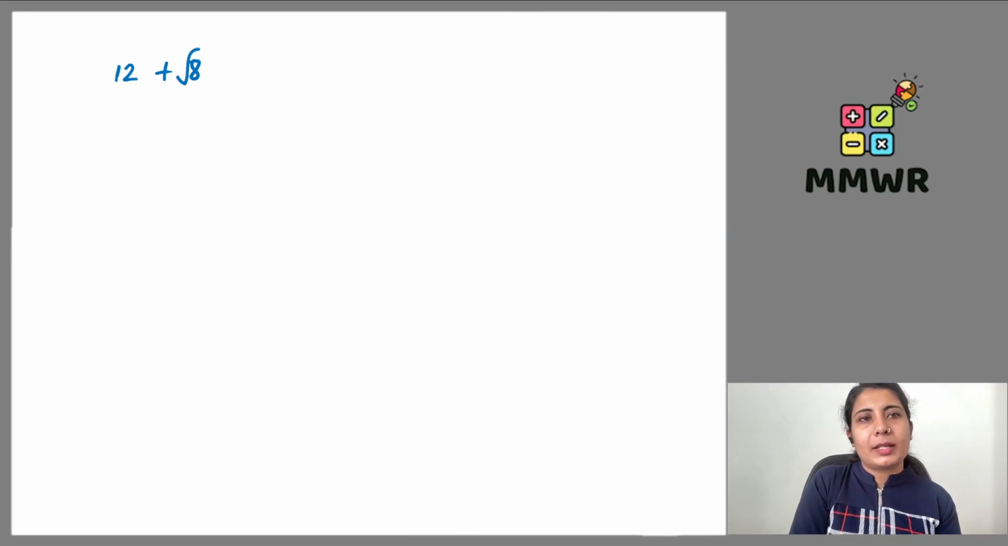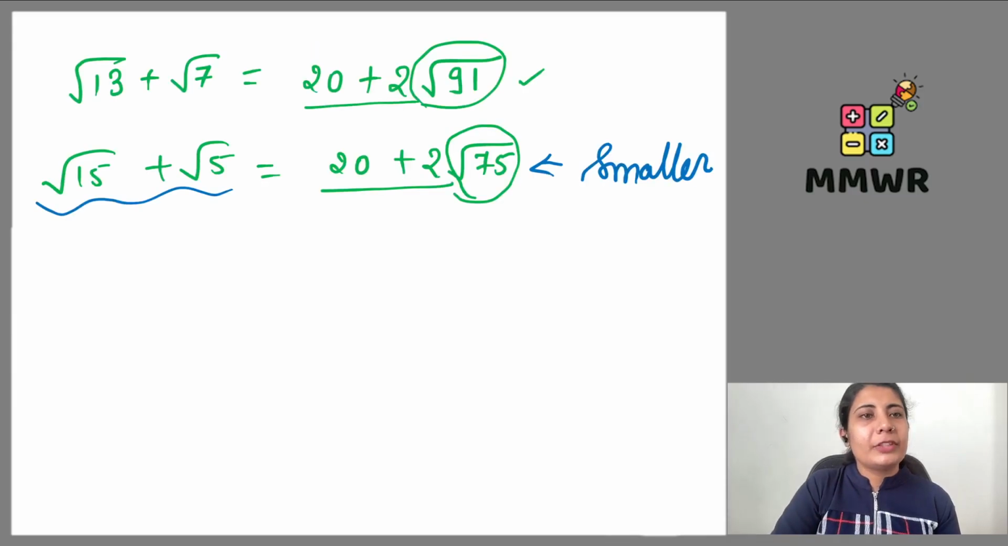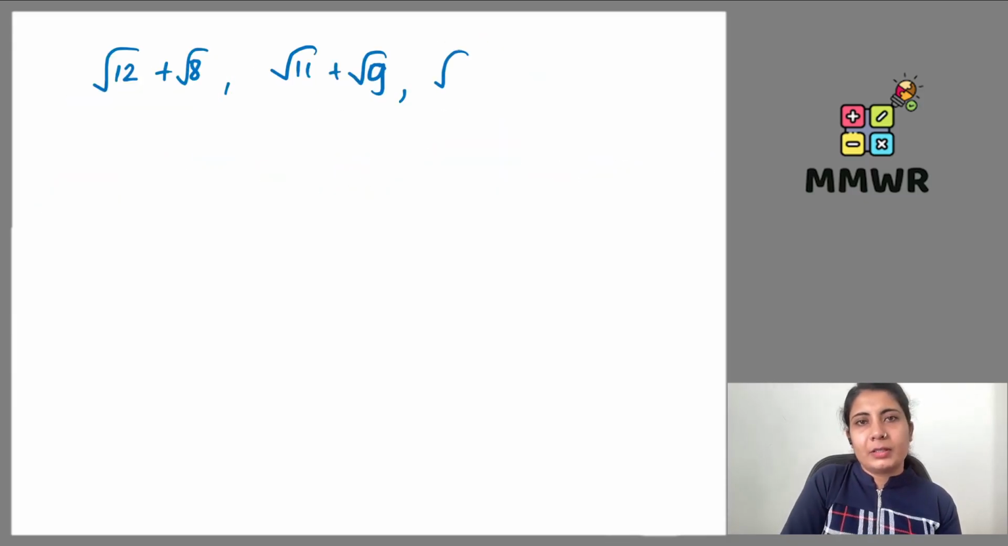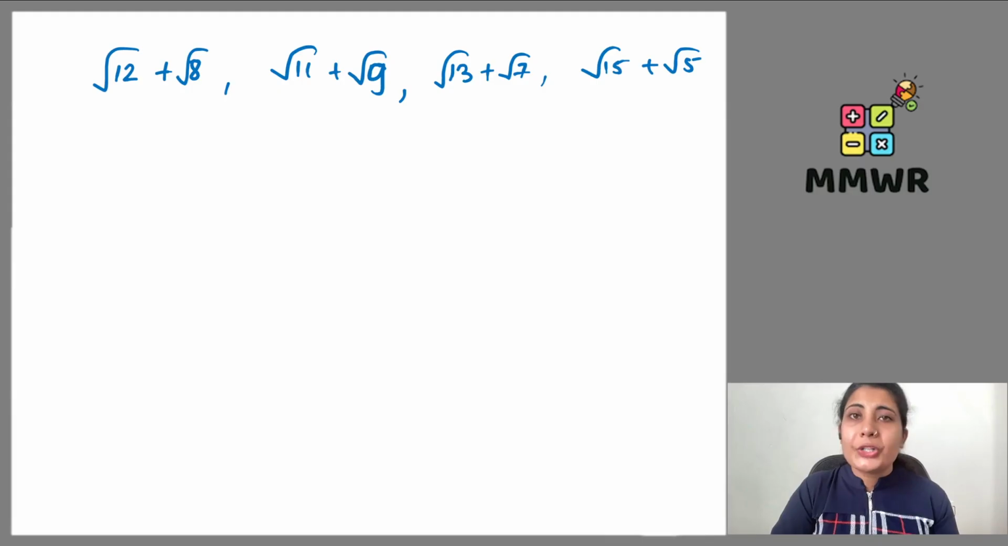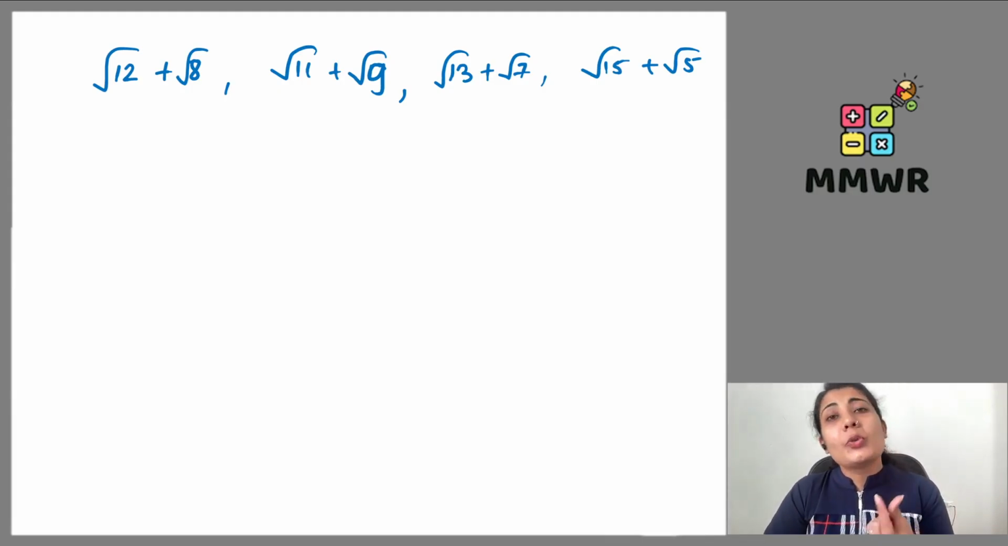12, 8, 11, 9. Then I have 13, 7, 15, 5. Right? So these four numbers I have. The first number is root 12 plus root 8, root 11 plus root 9, root 13 plus root 7, root 15 plus root 5.